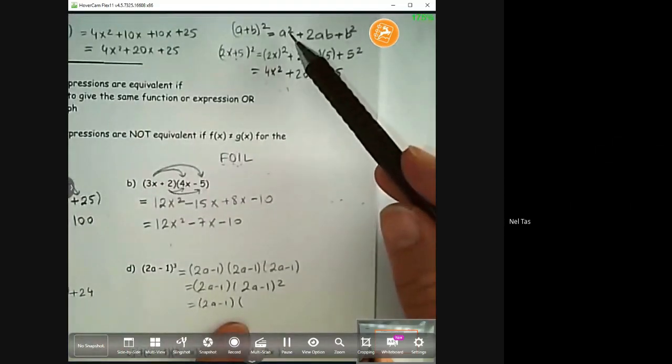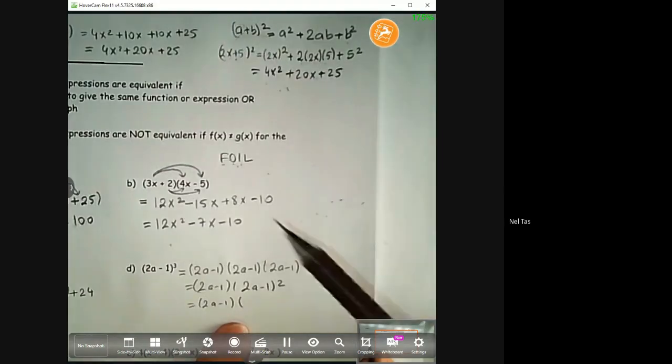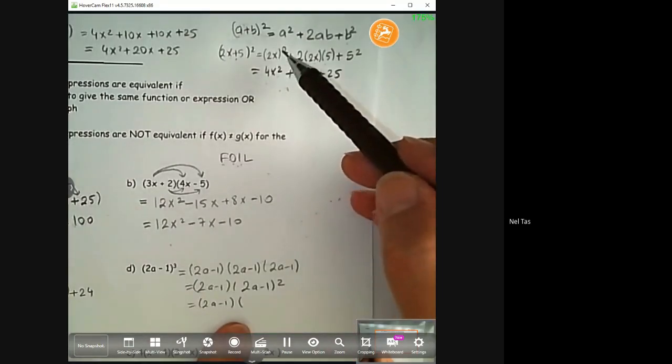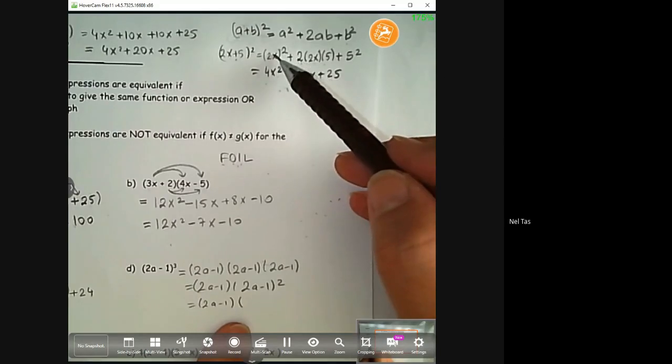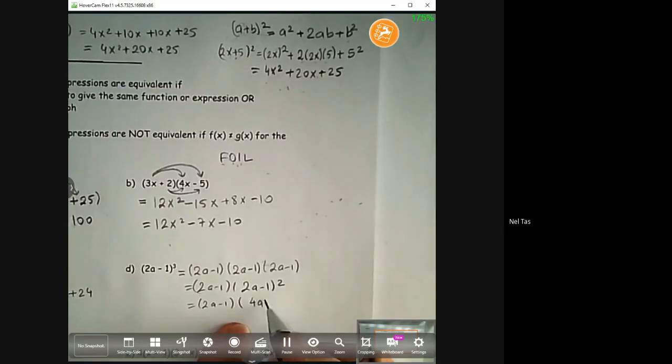What do we do again? We take the square of the first term. So 2a squared. When you do that, like I did here, you square the number and you also square the variable. So 2a squared gives you 4a squared.